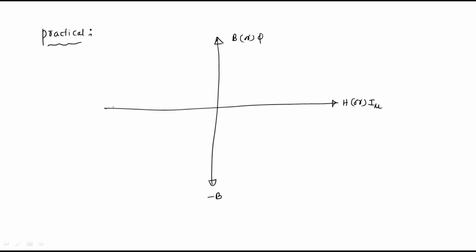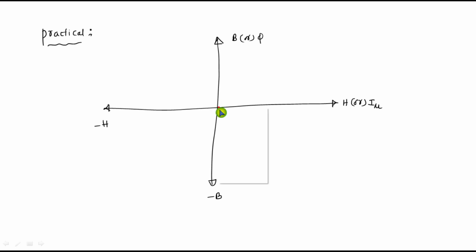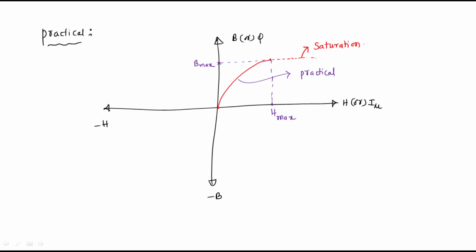But coming to practical machines, what is the graph? With no magnetizing force, it starts from zero, that is, net flux is zero. Gradually it increases to some point, let us say this point, which is B max, and this is H max. This is the practical case. But if we keep on increasing the magnetizing force, the core gets saturated. This is saturation.